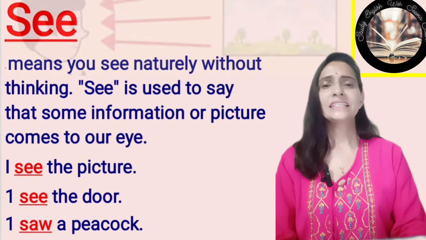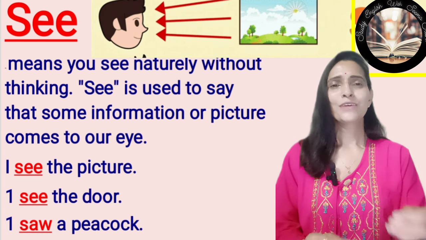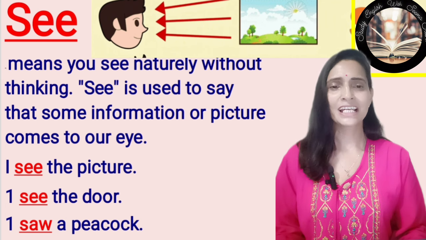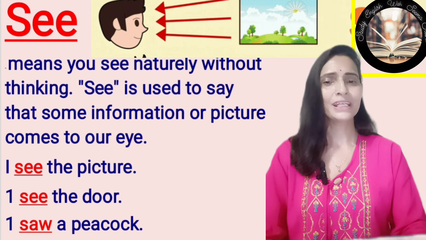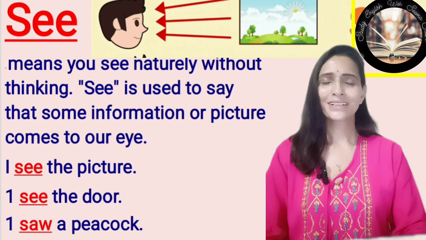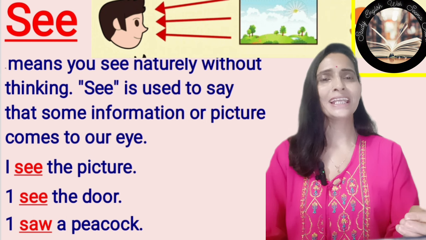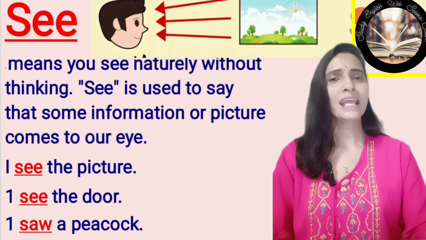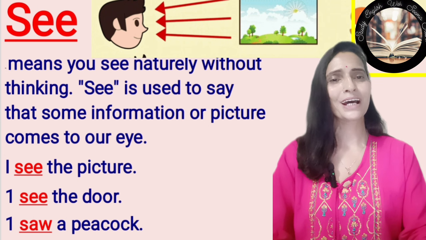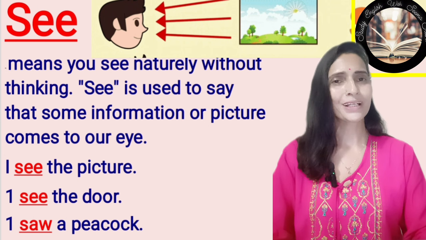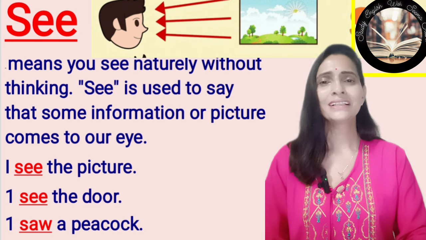See means you see naturally without thinking, means kisi cheez ko naturally dekhna bina thinking ke, wo cheez dekhne ki aap koshish nahi karte, aapko wo dikh jati hai naturally. See is used to say some information or picture comes to our eyes. Let's take some examples. I see the picture, so it is less focus, means maine dekhne ki koshish nahi ki, picture mujhe naturally dikh gayi. I see the door, means I am in front of the door or naturally mujhe door dikh gaya, so here I will use see. I saw a peacock. So see means you see naturally, aap dekhne ki koshish nahi karte, aapko wo cheez dikh jati hai.